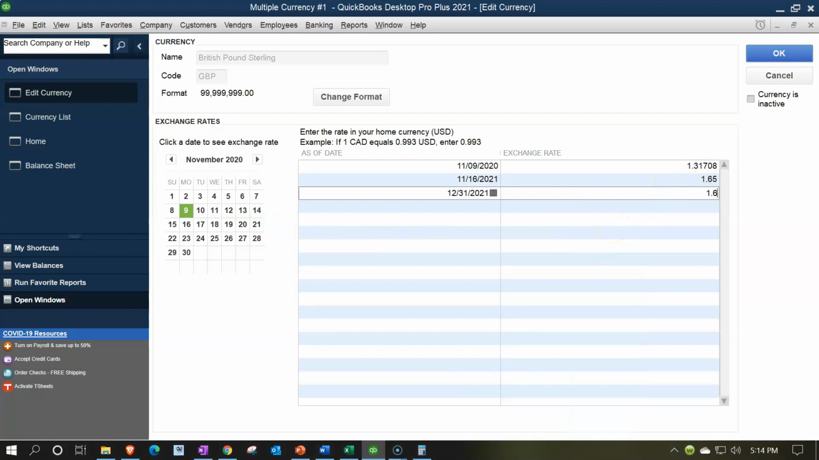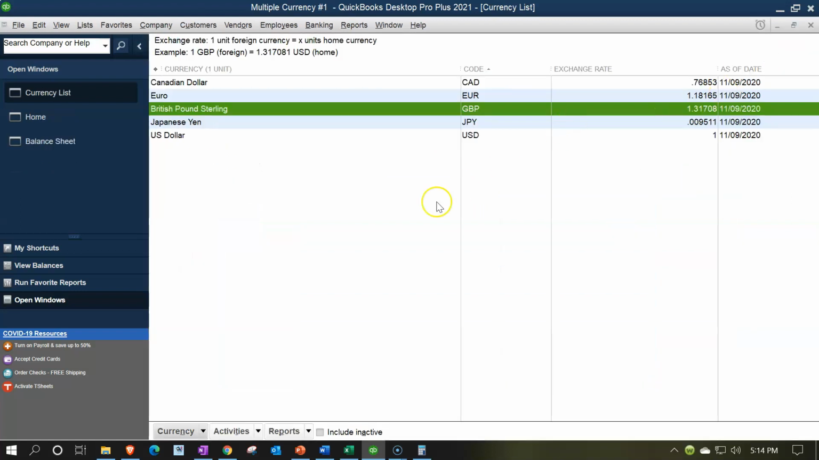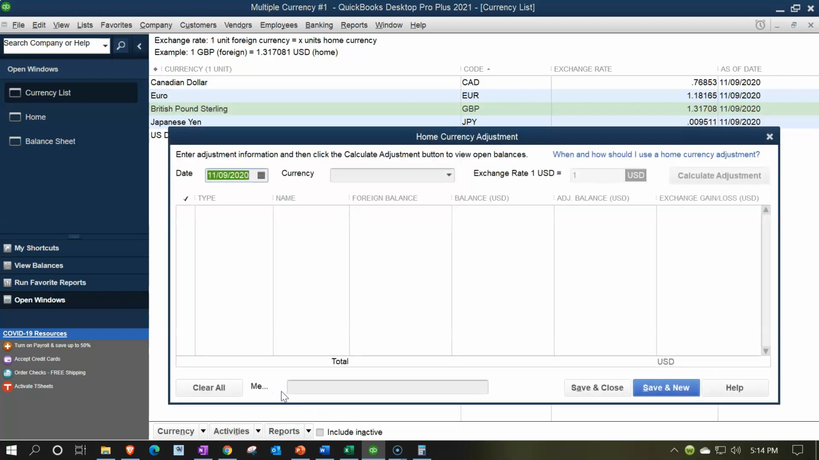I remember now that I looked at it. Okay, and so then I'm going to say okay. And then I can get the system to do the journal entry for us by going to the activities. And then I'm going to say, I want you to download the latest adjustment, home currency adjustment, the top one.